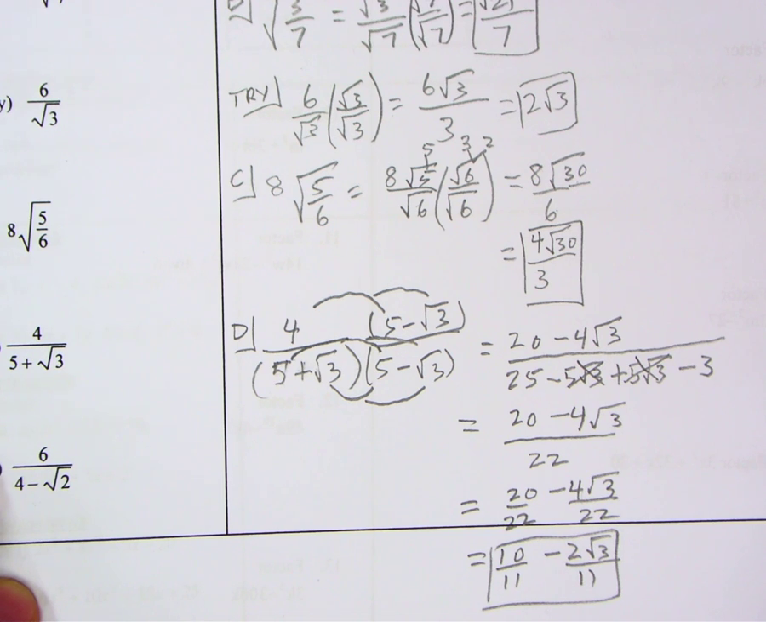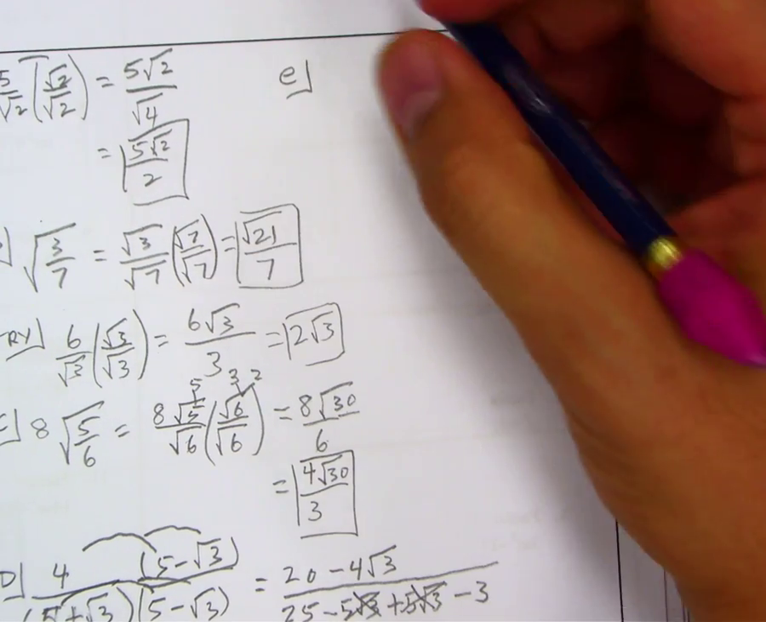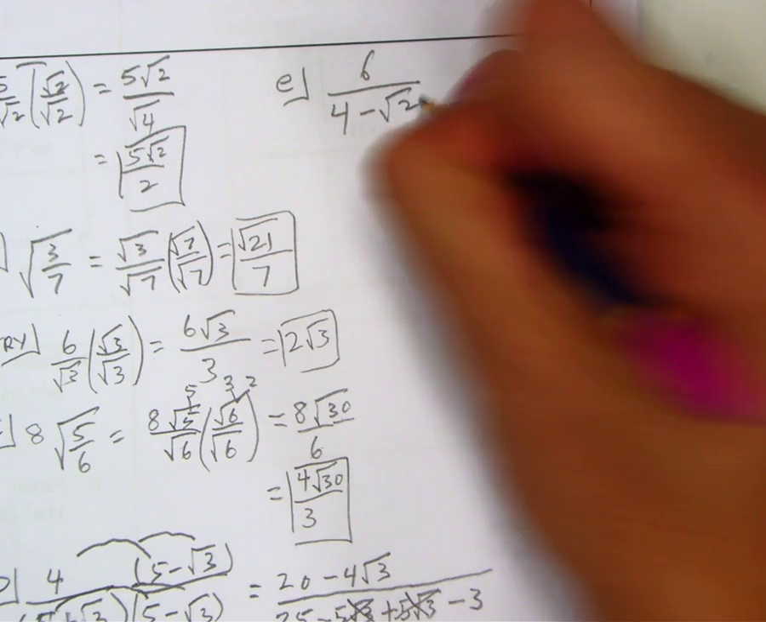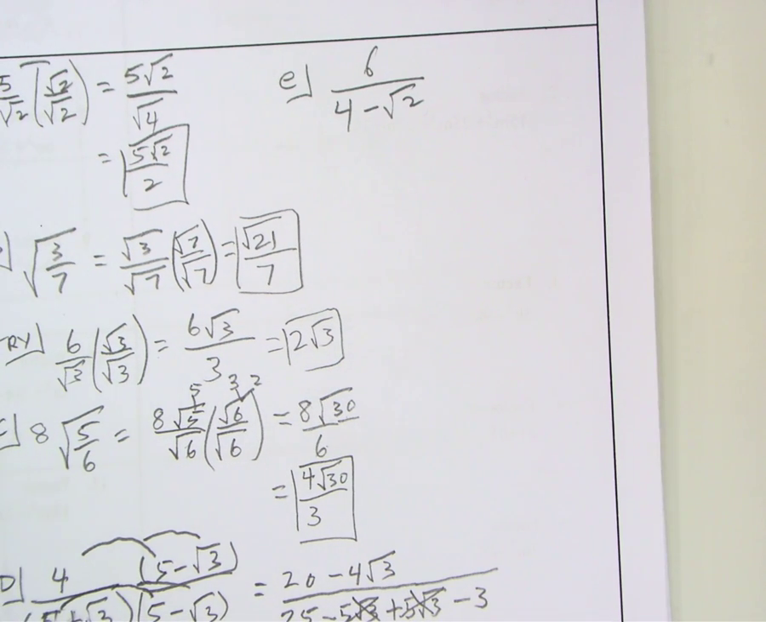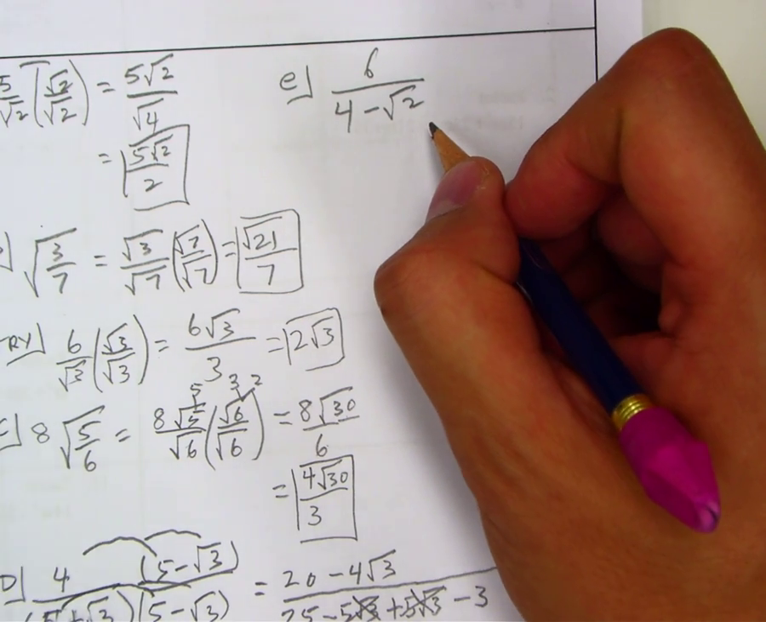Now for our last example, E. I'm going to write it right here. 6 divided by 4 minus square root of 2. Now the instructions say just to rationalize the denominator.